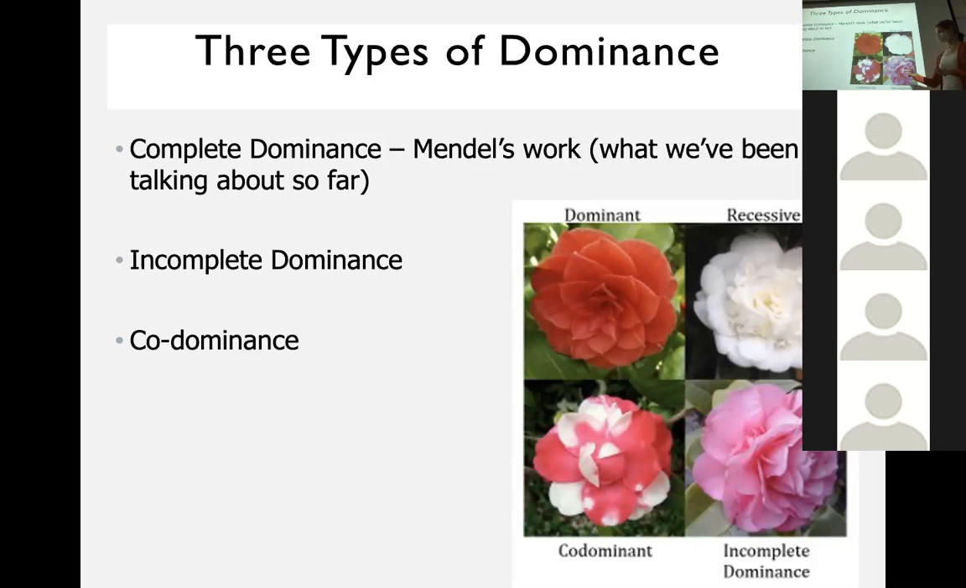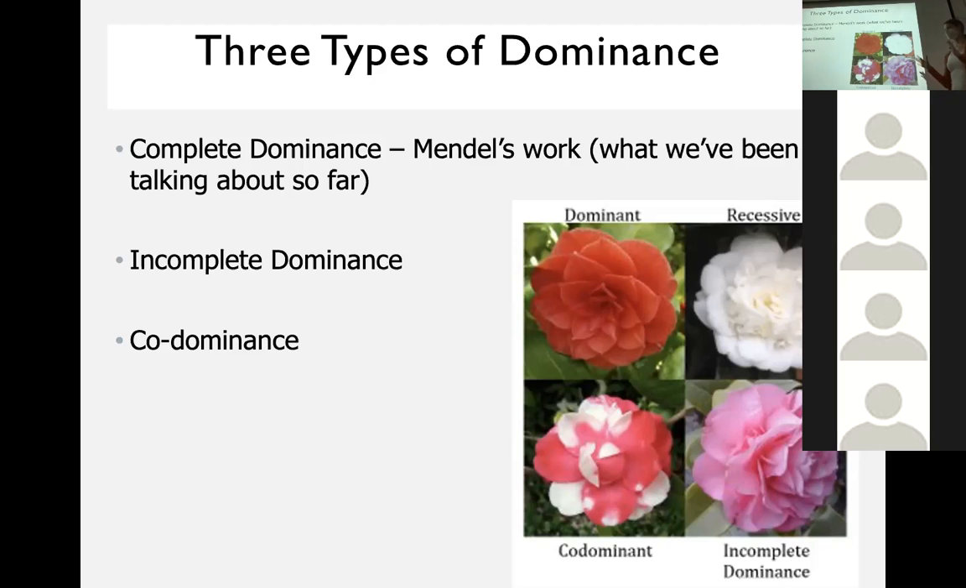With codominance, we'll start down here, you get a little bit of both. So you get some white and some red on the flower petals. So red and white both show up. So both of the alleles are seen as they would be in these two separate ones, but on the same flower. That's codominance. So co you can think of as equally dominant.